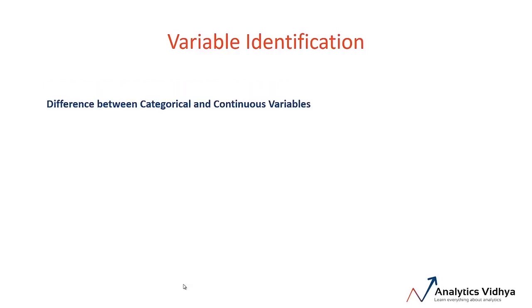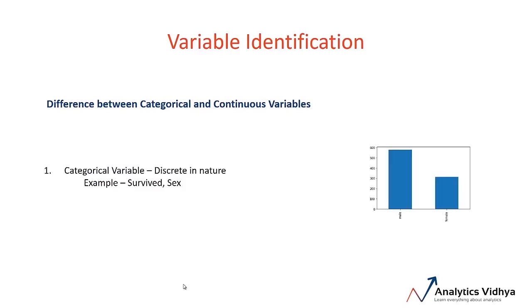The second type of variable identification that we do is identify whether a variable is a categorical or a continuous variable. Categorical variables are discrete in nature. For example, survived, sex variable, etc. So how are they discrete? Let us look at an example.